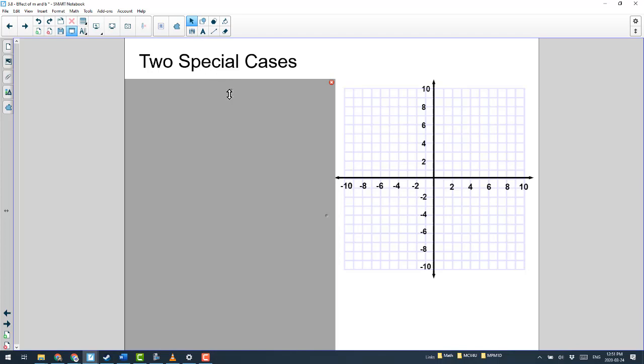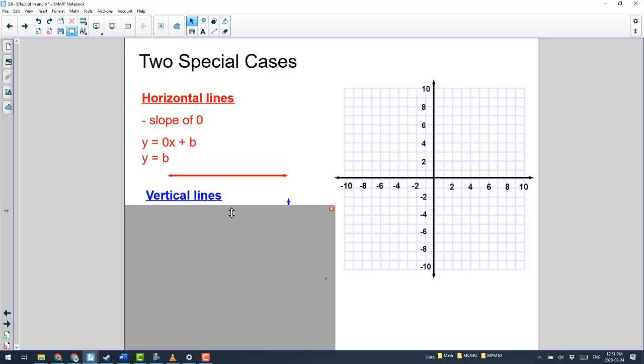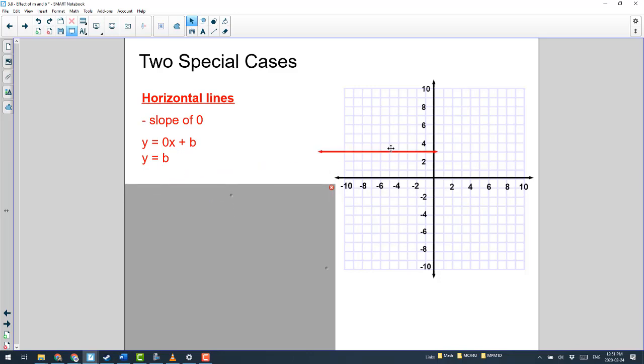The easiest one to start with is when we have a horizontal line. So if I have a horizontal line on my graph, something like this, that would be when we have a slope of 0. If you recall from our discussions earlier, we know that our slope is delta y over delta x, or I could say it's rise over the run.